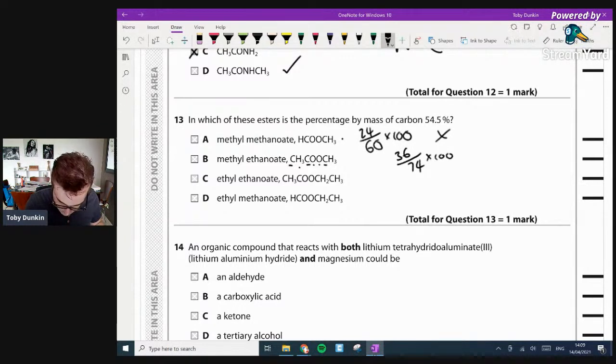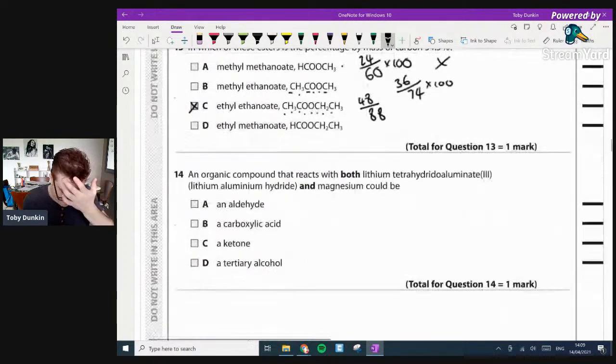This is just taking me time. So this has now got 4 carbons in it. So 12 times 4 is 48. So 48 over the total. Now just add on all the rest of it. 48 plus 3 plus 32 plus 2 plus 3, and I get 88. Okay, so 88. So 48 over 88, answer 54.5%, which is C, and I'm done.